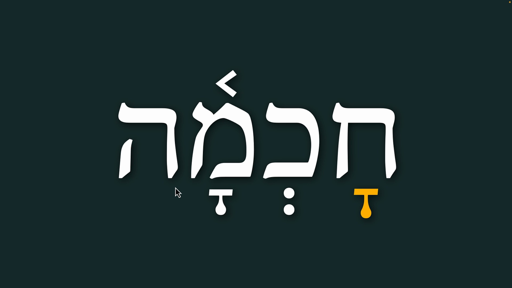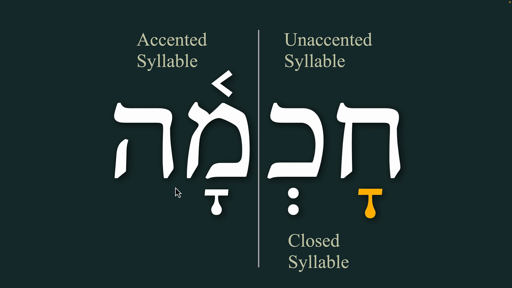So let's take an example. This word, chokhmah, means wisdom. Let's break this into syllables. Chokh is a closed syllable. It ends with a consonant because of the shwa. Now, imagine if this was not the Qamats Qatan. Instead of chokhmah, if it is chakhmah, then this is a long or medium vowel, not a short vowel.